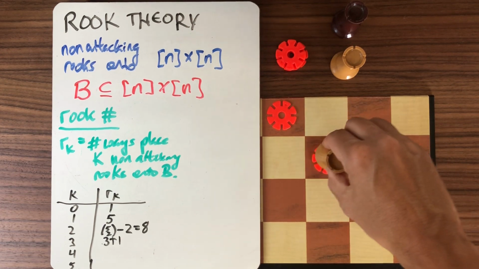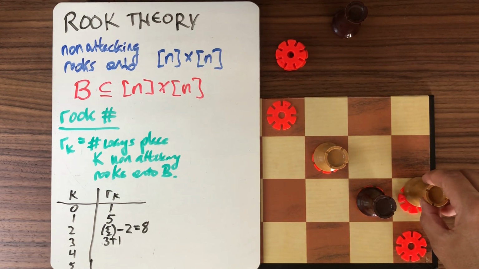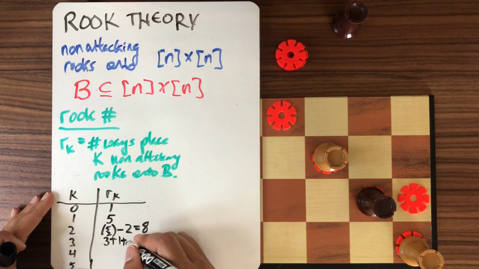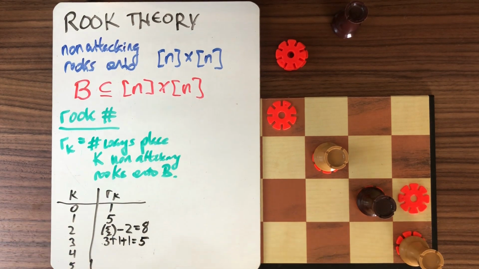So if no one is here, this could be here. I am not allowed to go here. I can go here. And that's it. So we only get 1 more possibility. So this is equal to 5.